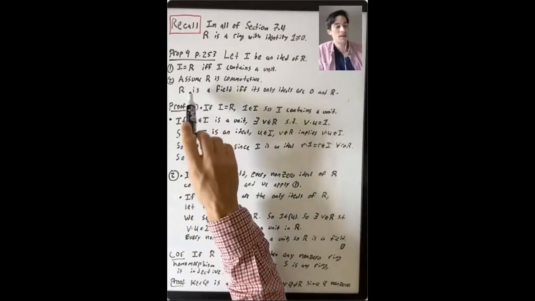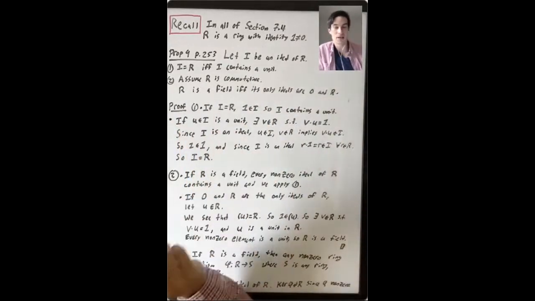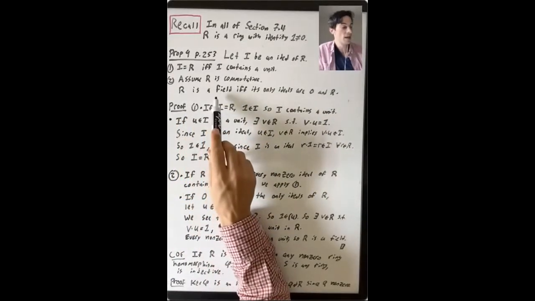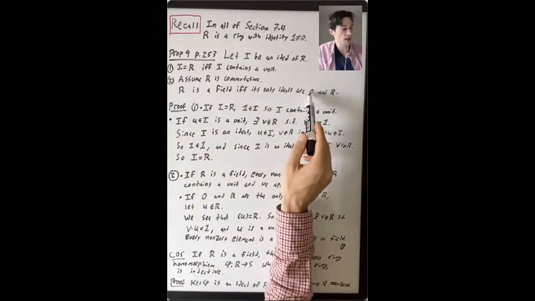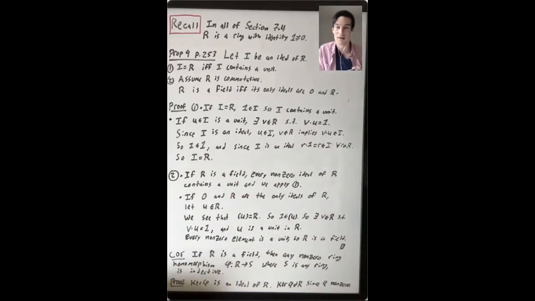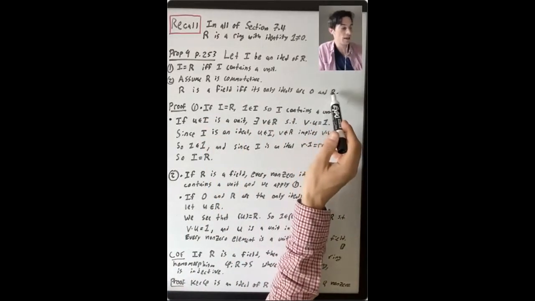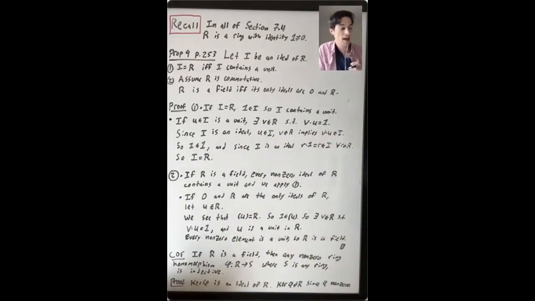Okay. Next statement, let's assume that R is commutative. R is a field if and only if its only ideals are the trivial ideal and the entire ring R. So this statement goes two ways. The only ideals in a field are the 0 ideal and the whole ring. And for anything that's not a field, you have at least one other ideal. Okay, so R being commutative is important.